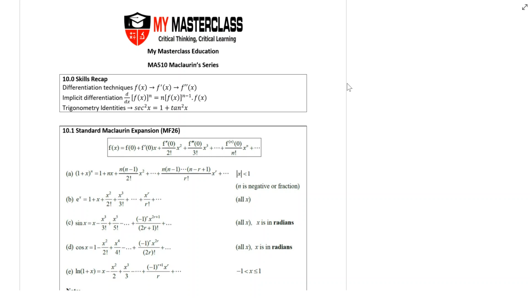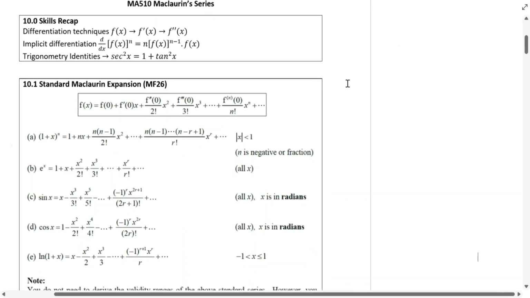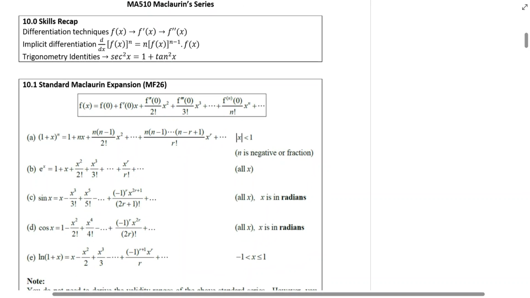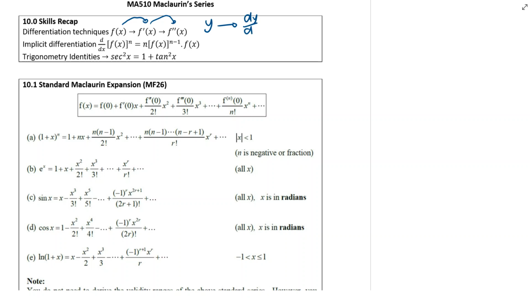So this topic is on Maclaurin series, which is actually about how to use the Maclaurin theorem to get a series, a power series actually. All right. So before that, you need to have three types of skills first. Number one, all your notations. f(x), if you differentiate once, you'll get f prime x. Differentiate another time, you get f double prime x. Same for y to dy/dx to d2y/dx squared, which is your second derivative.